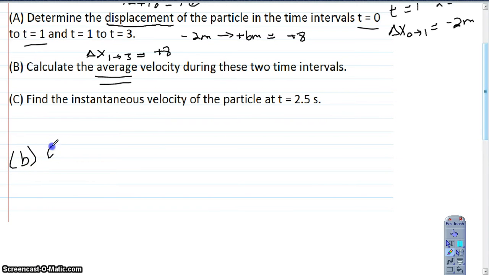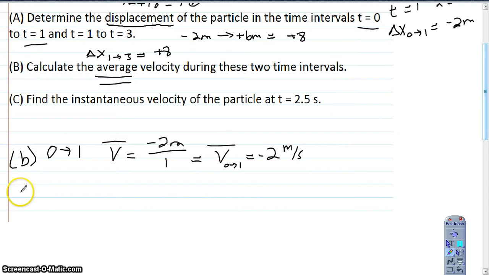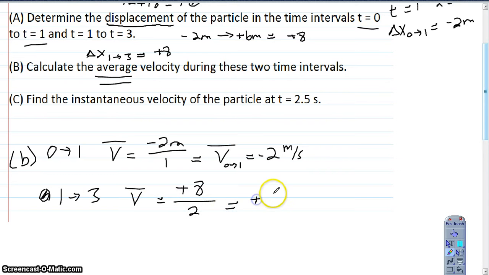So for 0 to 1 second, if I want to find my average velocity, and notice I am going to use that line above it to designate average, I'm finding my change in displacement, which I know is negative 2 meters, and the time, which would just be 1 second. So my average velocity from 0 to 1, again, however you want to designate that, is negative 2 meters per second. From 1 to 3 seconds, my average velocity, again, I already found my displacement was 8. My change in time was 2 seconds, so my average velocity was positive 4 meters per second.